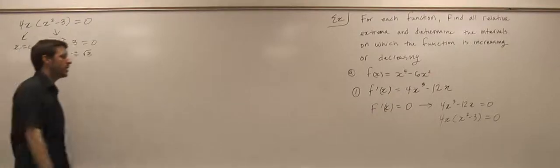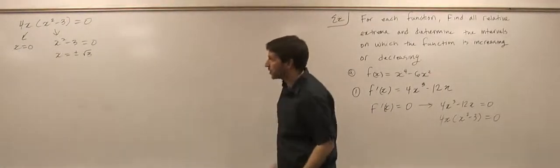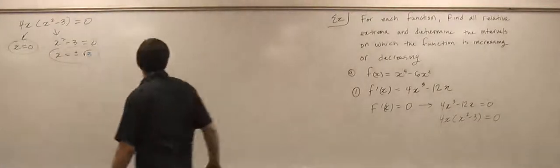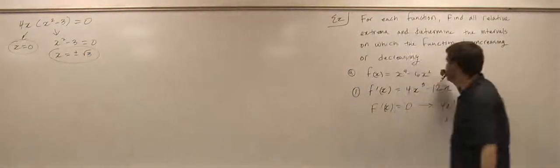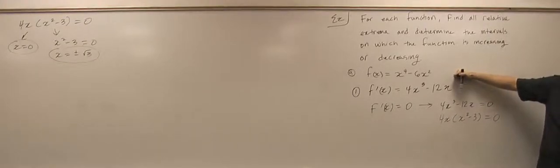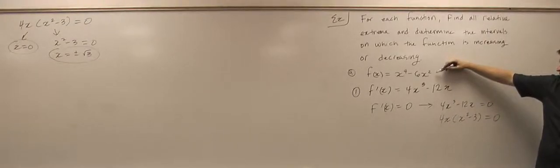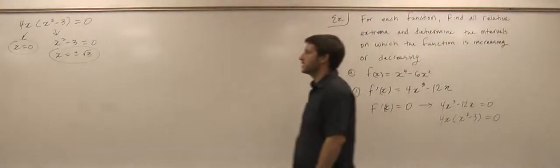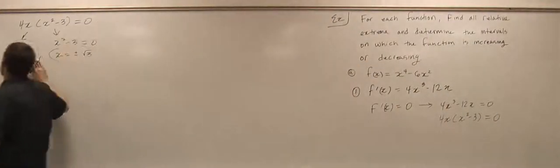At this point, you have your critical numbers, and that's good. You want to go back and make sure that you don't have any discontinuities in your original function. Because if you do have a discontinuity, which we will in the next example, you have to put that into your table when you test. But I don't have any discontinuities. This is the nicest function I can ask for. It's a polynomial.